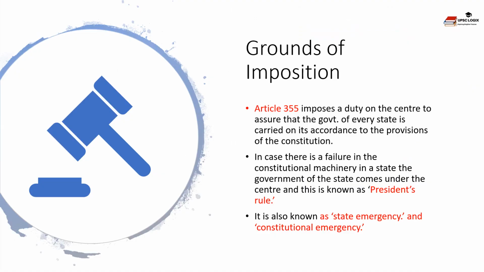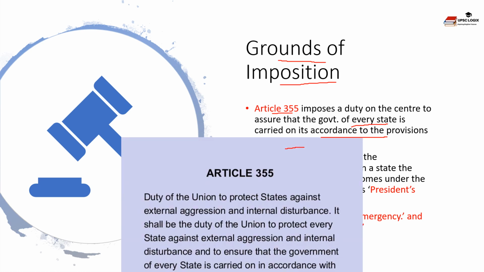So why is the president's rule imposed in a particular state? And let us have a look at the grounds of imposition against which president's rule can be implemented in a state. So Article 355 imposes a duty on the center to assure that the government of every state is carried on in accordance to the provisions of the Constitution. So let us have a look at what Article 355 has to say.